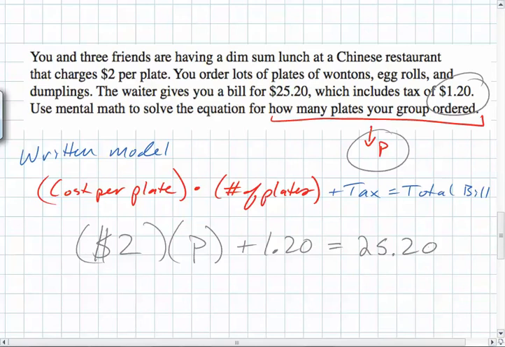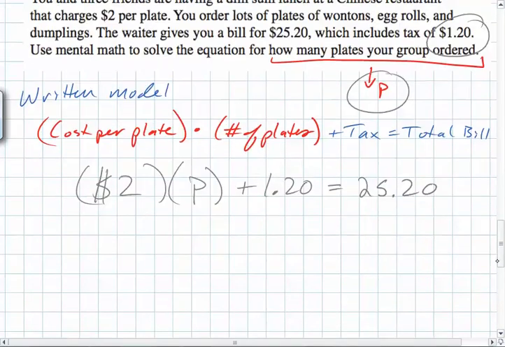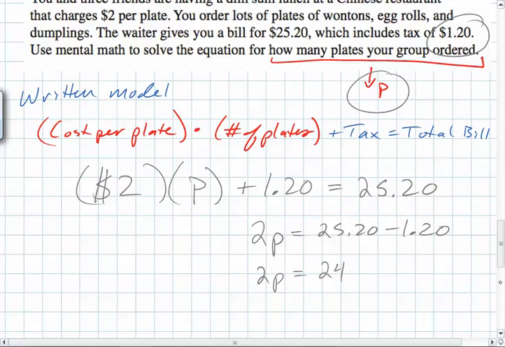So you might have done some of this work in your head. You subtract 1.20 from 25.20, but this is a way you can keep track of your mental math, which can get pretty complicated pretty quickly. So in this case, we now have 2P equals 25.20 minus 1.20. So 2P is going to be equal to 24. Divide both sides by 2 and you get 12. So your answer would be 12 plates.